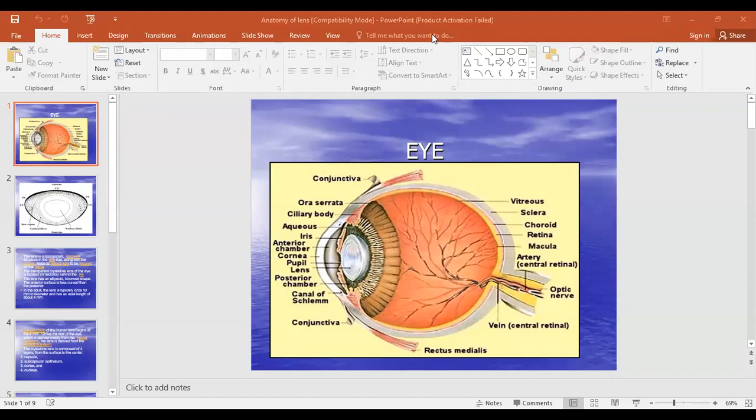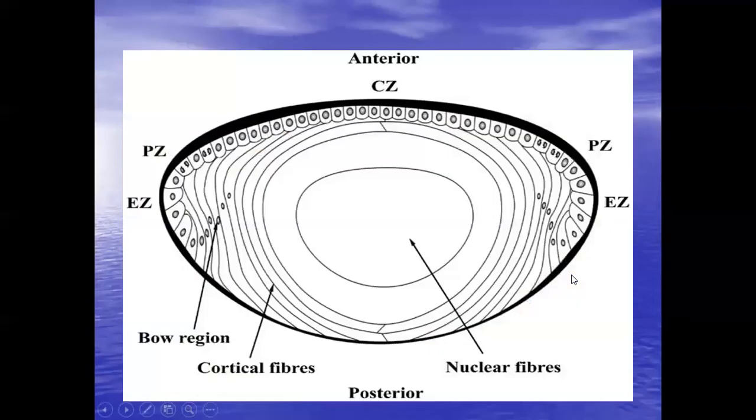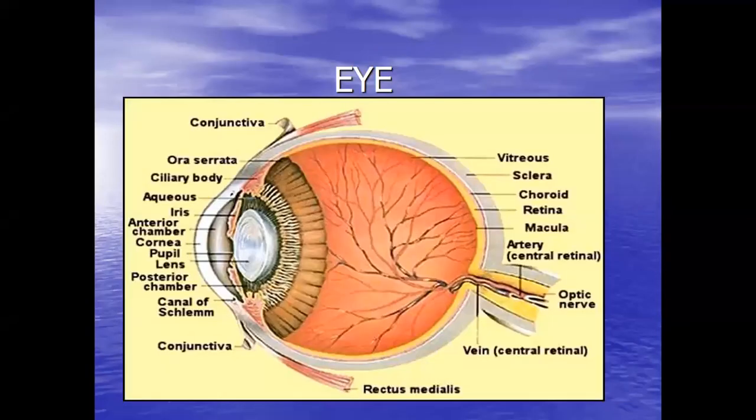Today we are going to start a new topic, and that is the lens. This is a very important topic regarding your exams, and I hope that you all know a little bit about the normal anatomy and physiology of the lens. Today we will just be going through the normal basic anatomy and the physiology of the lens.